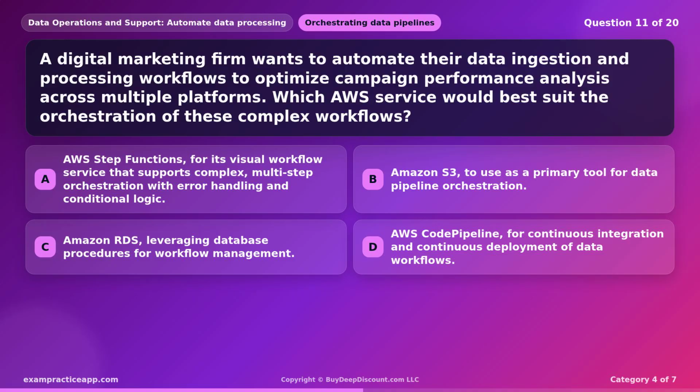The correct answer is option A, AWS Step Functions, for its visual workflow service that supports complex, multi-step orchestration with error handling and conditional logic. Explanation: AWS Step Functions is ideal for the digital marketing firm's needs, as it provides a robust, scalable way to orchestrate complex workflows involving multiple steps, each with potential conditional logic and error handling. This service allows seamless integration and automation of their data ingestion and processing workflows, crucial for optimizing marketing campaign analyses.